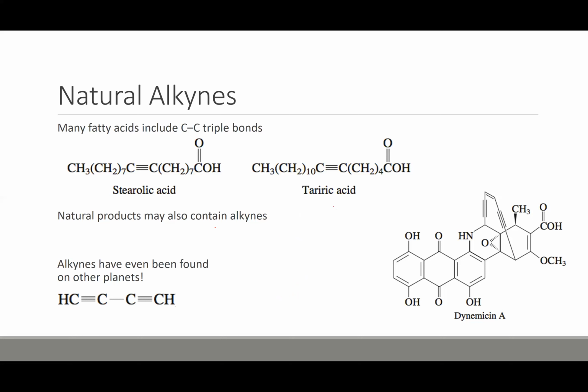Alkynes also have been found in other places like other planets. This isn't that surprising because it's around extreme pressure and heat in which these triple bonds are more likely to form.